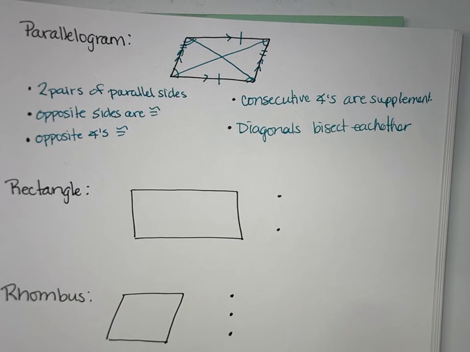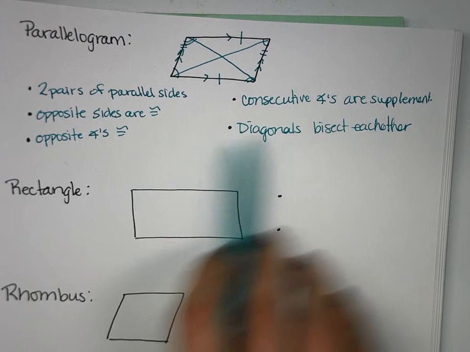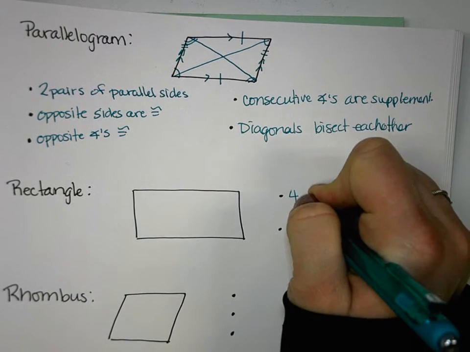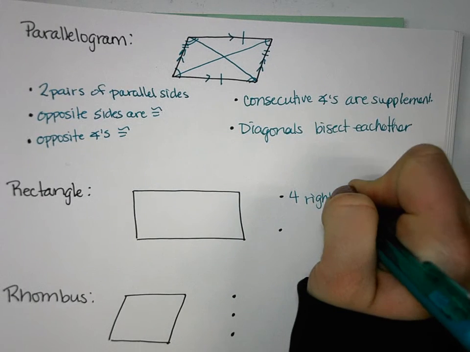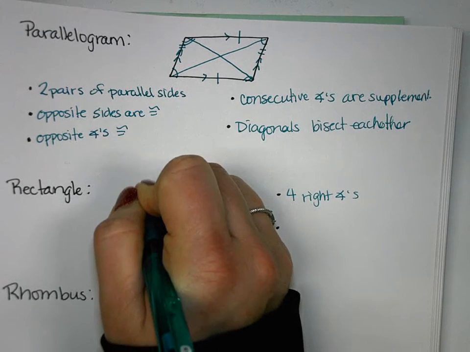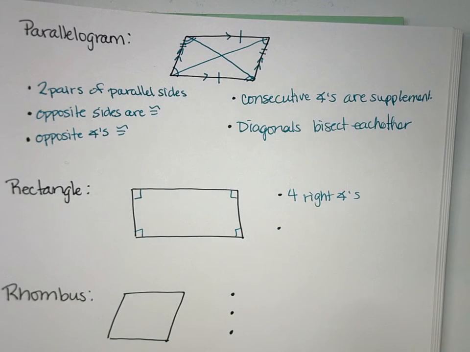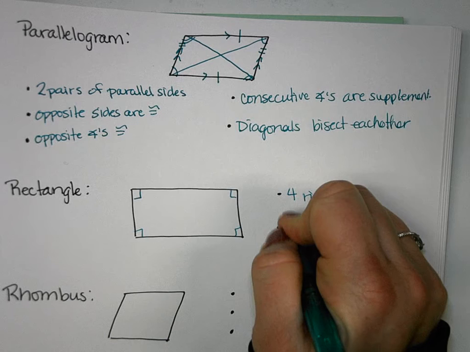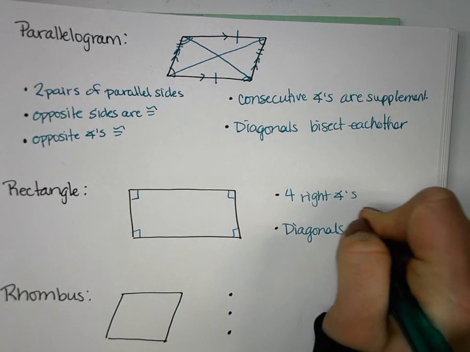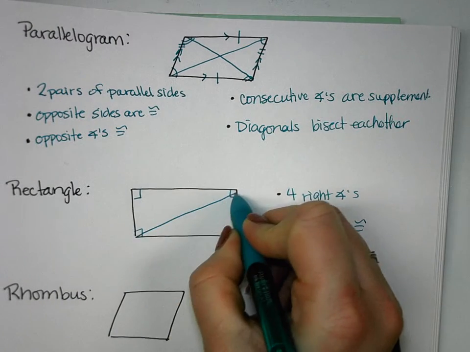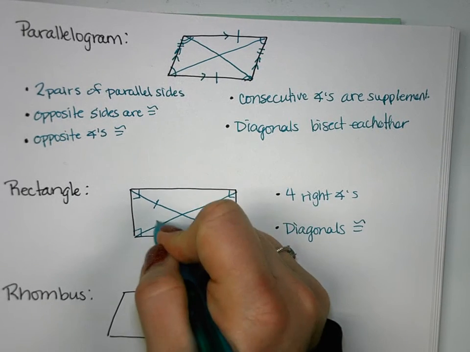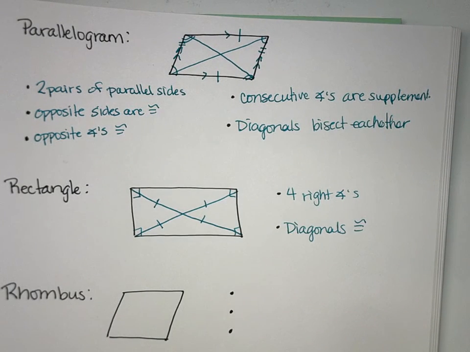What was special about a rectangle besides the fact that it has all of this up here? It has 4 right angles. So all the angles here are 90 degrees. Let's see, we also had that the diagonals are congruent. So not only do they bisect each other, but in a rectangle, they're congruent, and that made us have isosceles triangles in the middle.